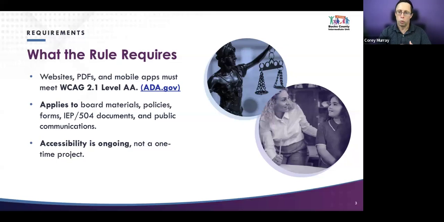We're talking about those board materials. People are often asking for minutes, right? They're asking for things that happened at board meetings. We're talking about policies. We're talking about forms. This is coming up on the beginning of the school year, which is the time for forms. All of those need to be accessible, those 504 documents, and of course, public facing communications that districts do with community members. Anything that I missed, Rachel?